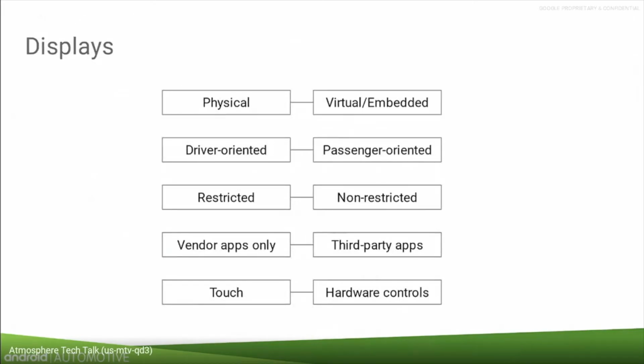There are multiple different types of displays in a car. First of all, they can be physical or virtual or embedded in the form of a software display in another screen. Screen can be driver-oriented and passenger-oriented. And a driver-oriented screen will probably have more restrictions applied to it. For example, it should not show not optimized content when the vehicle is moving at speed. The screens can present different kinds of applications, and they can be operated with different forms of input. For example, some of the screens will be touch operated, and others will have hardware knobs to control them.